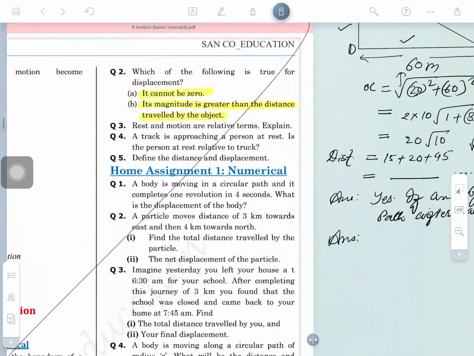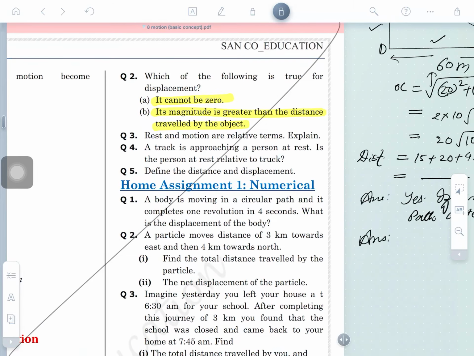So what will you write here? Its magnitude is greater than the distance traveled by the object. Is it possible? Both statements are given for the displacement. The first statement, it cannot be 0, is incorrect, and its magnitude cannot be greater than distance. So the first is incorrect and the second is incorrect.